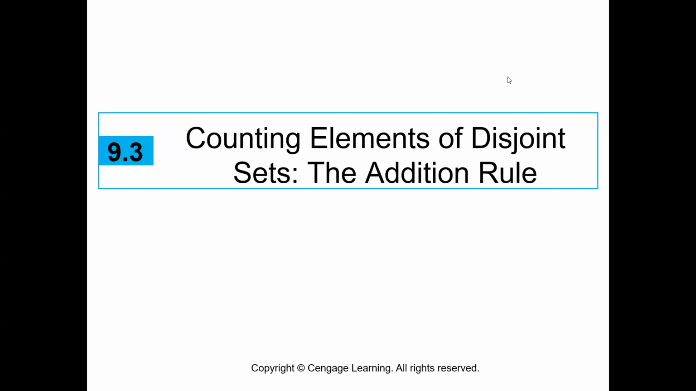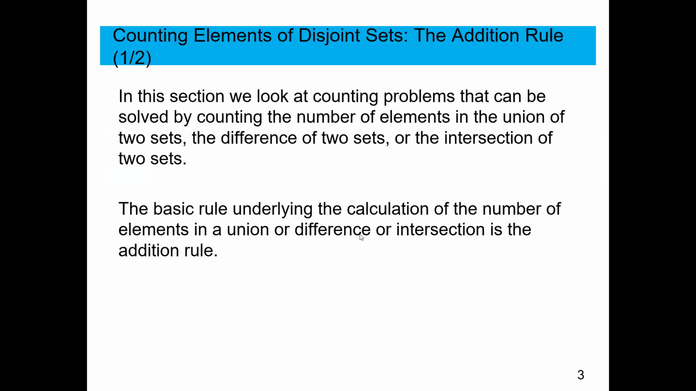So in 9.2, we were counting sets where one built off the next one. This is what if I have two completely separate situations. So what if we're counting a problem and we have two sets? So we were talking about the union of sets, difference of sets, intersections of sets. These involve a little bit different situation.